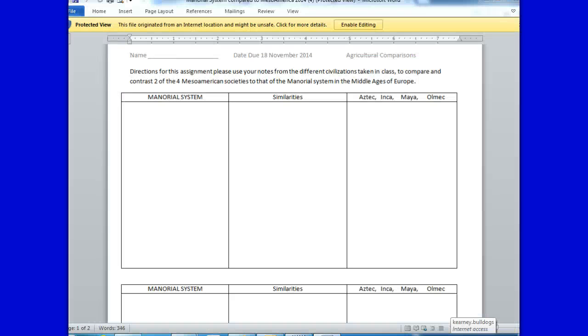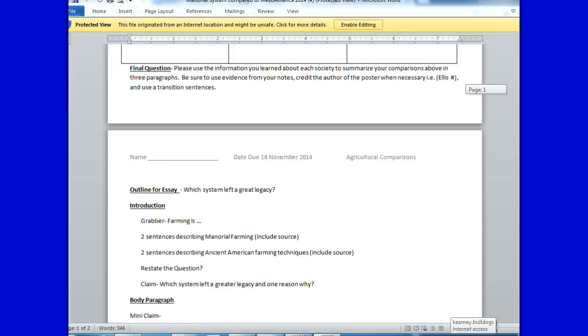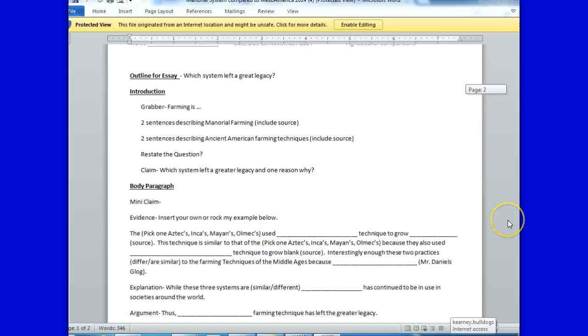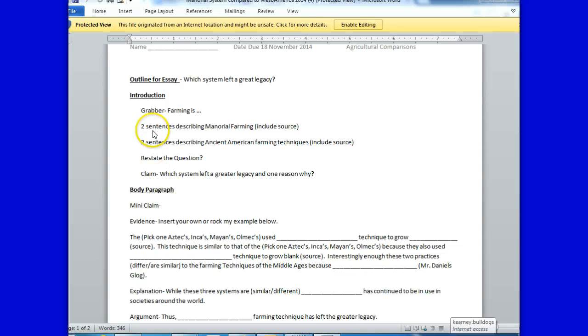So we jump back to our Word document here. The last part of it is your outline for your essay. Now this should be easy for you to do in class. It becomes fill in the blank at this point. All you're doing is defining farming up here for your grabber. Then I need 2 sentences describing manorial farming, so that would be my log, and 2 sentences describing ancient American farming techniques, so that would be your poster.